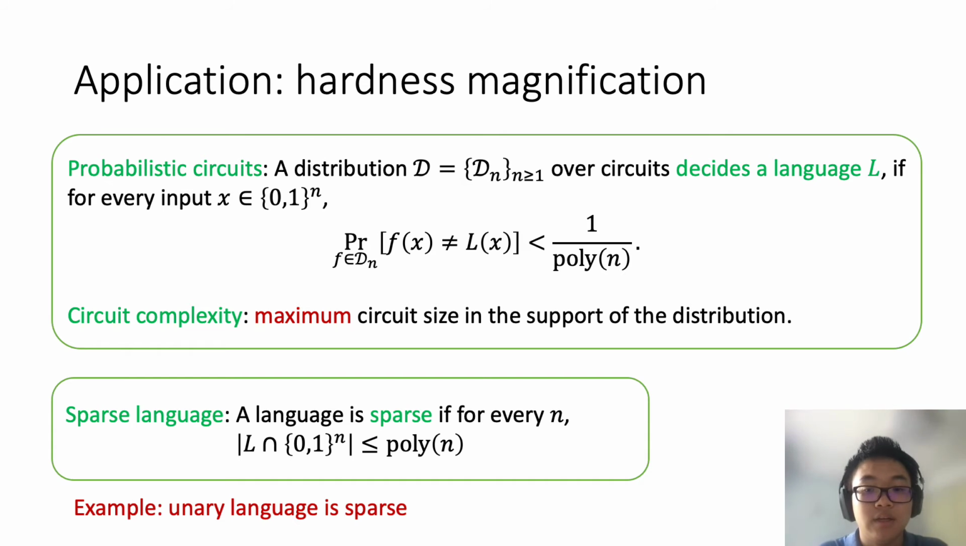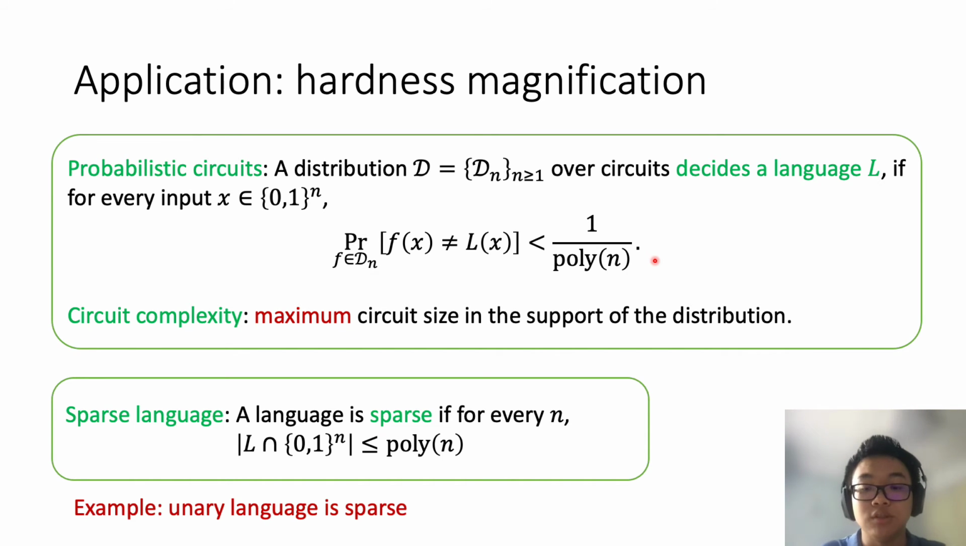Okay, before going on, I still need to hold a minute and give you some definitions. A probabilistic circuit is a distribution of circuits, and we say it decides a language L if its output differs from L with very small probability for every input x. Here, this error probability matters very much, because even doing a standard error reduction costs too much in the small linear size case. We stick to the error probability 1 over poly for its simplicity.